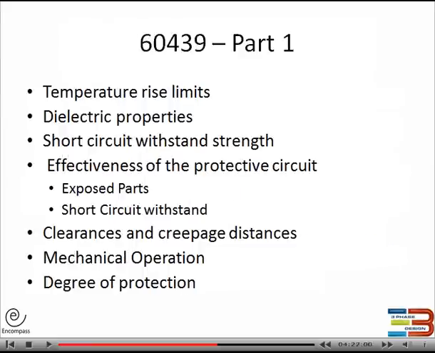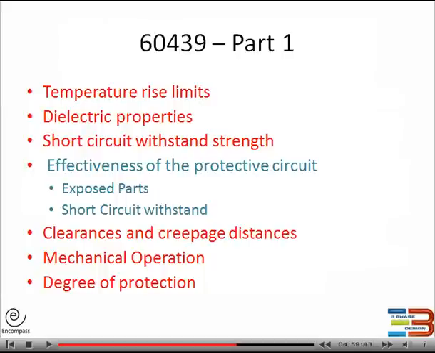A large number of the design verification characteristics have been taken from 60439. These were known as the 7 points of type test. These were temperature rise limits, dielectric properties, short circuit withstand strength, effectiveness of the protective circuit, both exposed parts and short circuit withstand, clearance and creepage distances, mechanical operation, and degree of protection. These have been added to in the new standard.